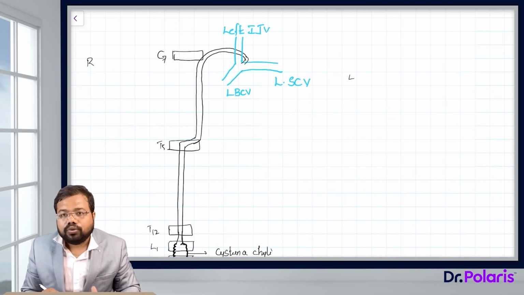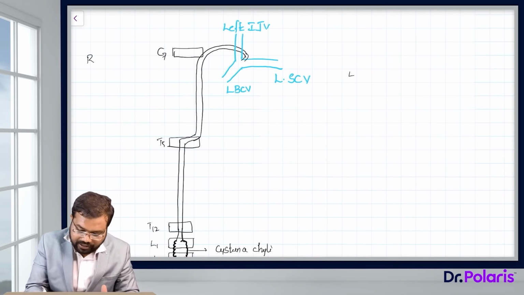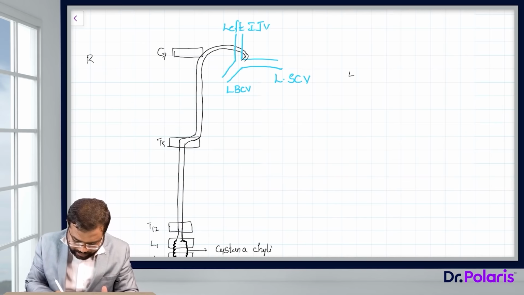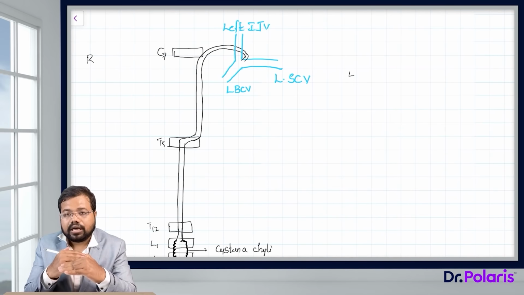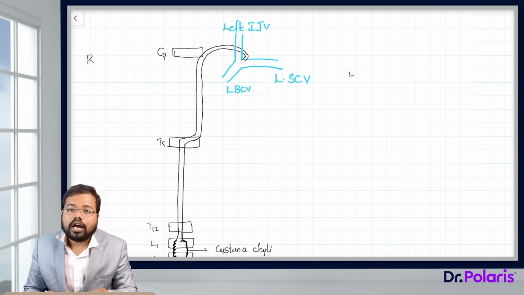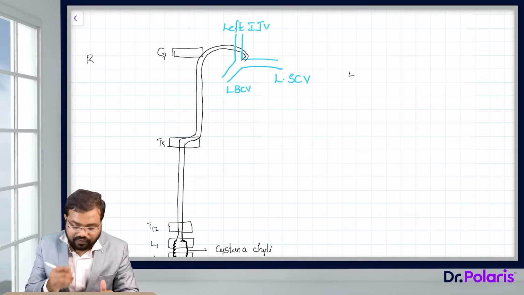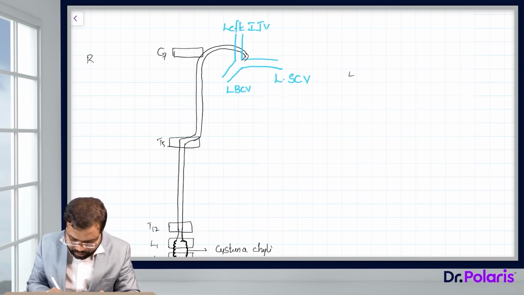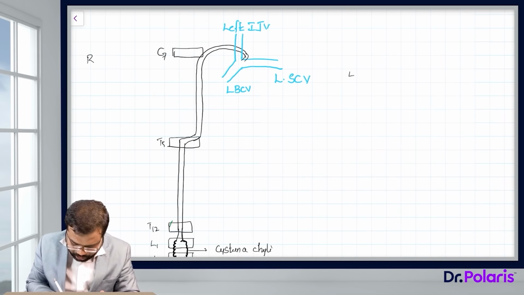During this course, through which structures is it passing? In front of the T12 vertebra, there is an opening called the aortic opening. We have the diaphragm, right? The diaphragm is separating the upper thoracic cavity and the lower abdominal cavity. Now this diaphragm has an opening called the aortic opening. And through this aortic opening, this thoracic duct is coming. So what are the boundaries of that aortic opening? Anteriorly we have the median arcuate ligament.